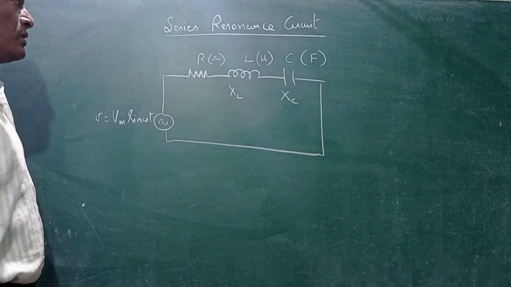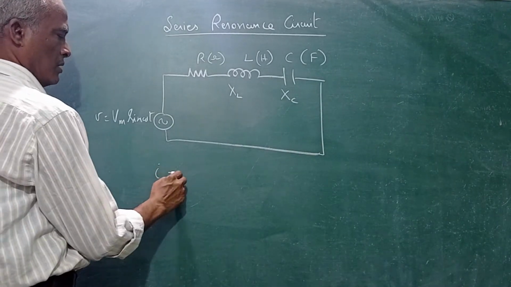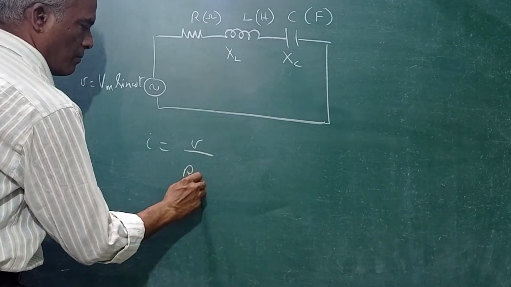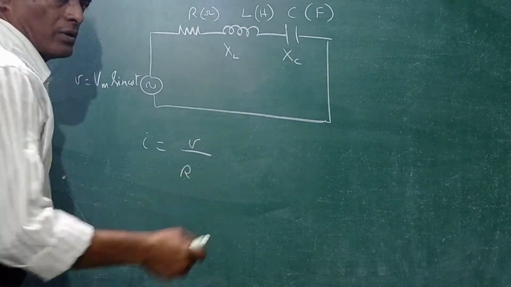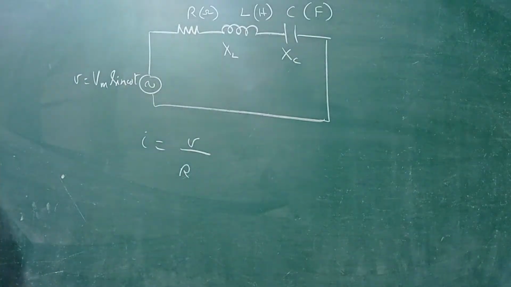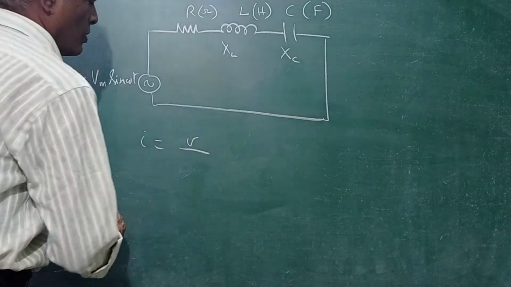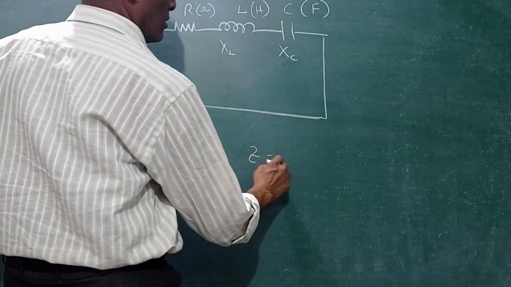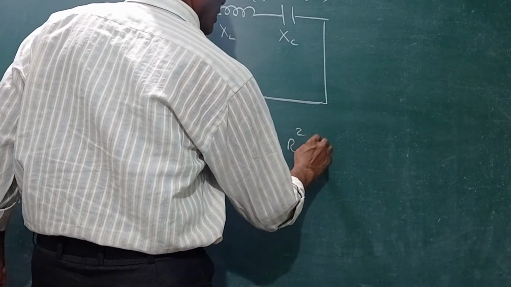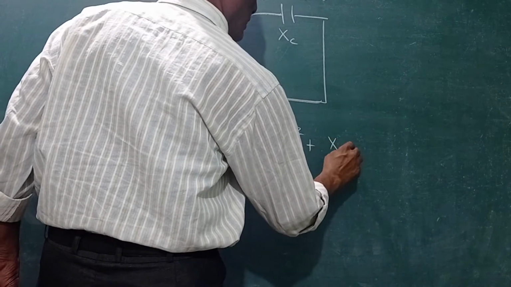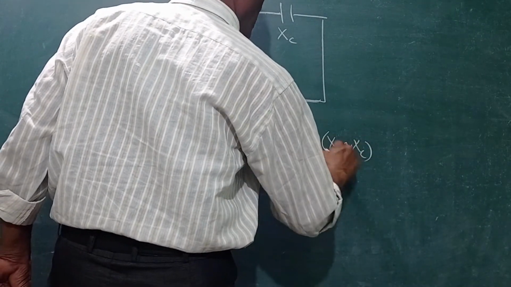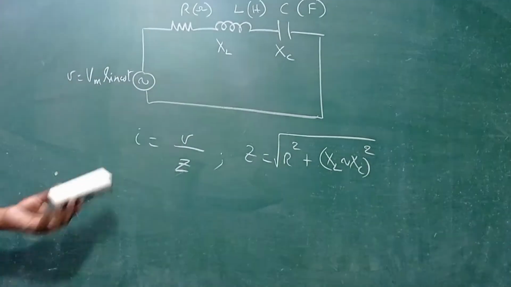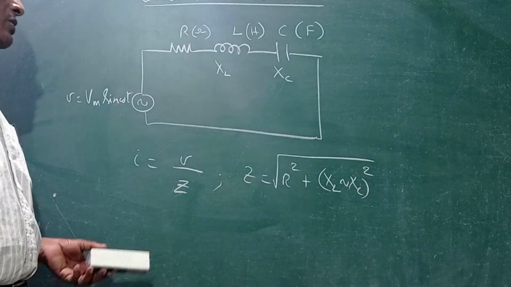So, the current flowing in the circuit I is equal to V by Z, where Z is equal to the square root of R square plus the square of XL minus XC. So this we already studied in the series RLC circuit.